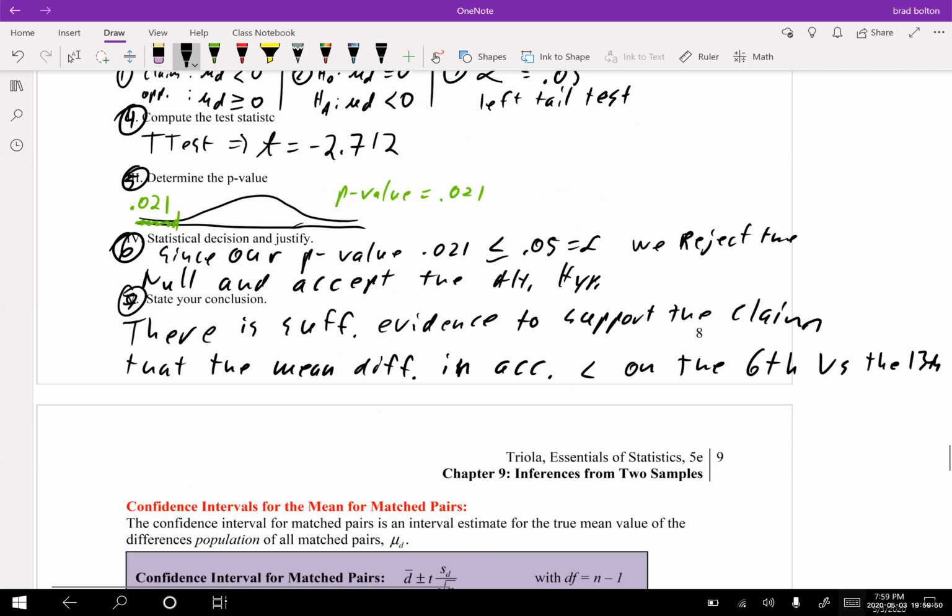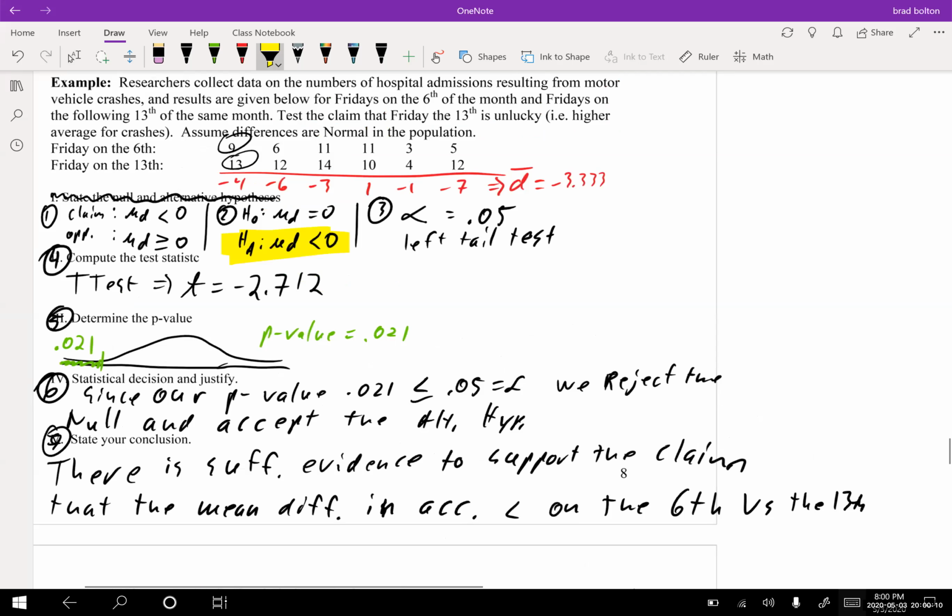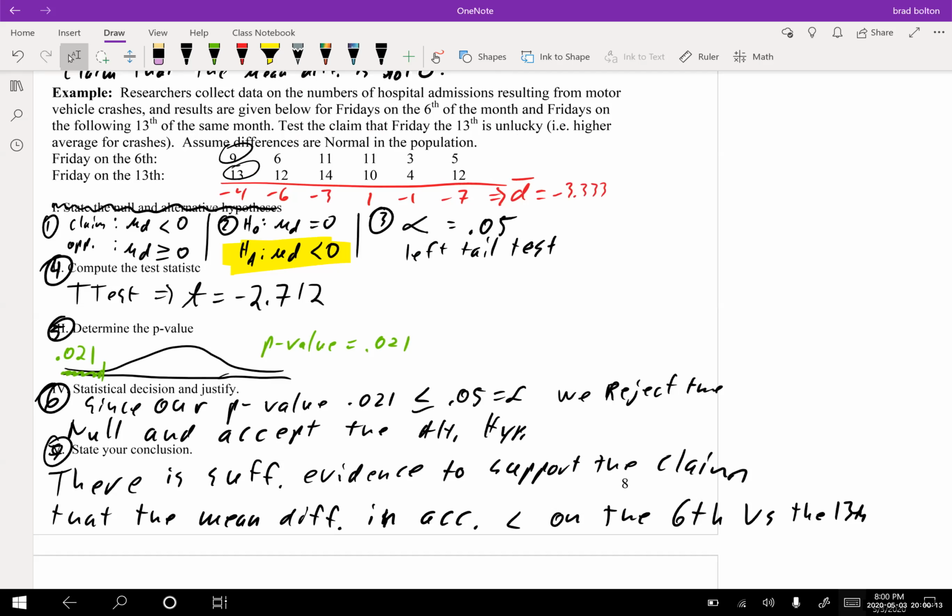Okay. So again, if you guys had done it the other way, you would have still gotten a p-value of 0.021, but you would have got t equal to positive 2.712. And then you would have said that the mean difference is greater than 0, because you would have been saying bottom minus top. So all your numbers would say you'd have more accidents on Friday the 13th. What I'm saying is I have less average accidents on the 6th versus the 13th. You would be saying you have more accidents on the 13th versus the 6th.